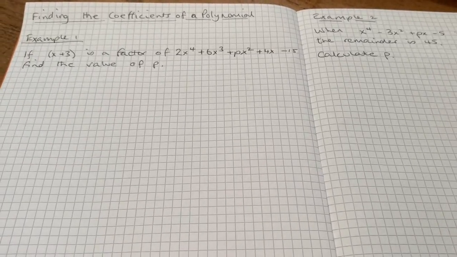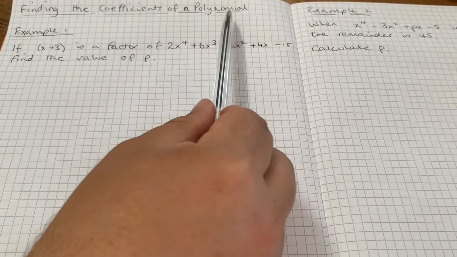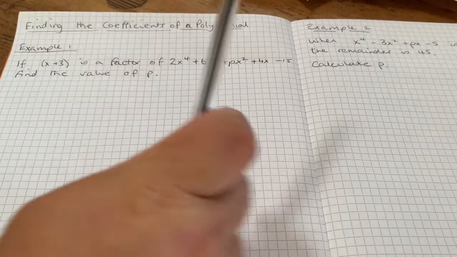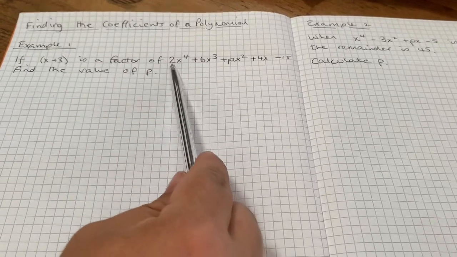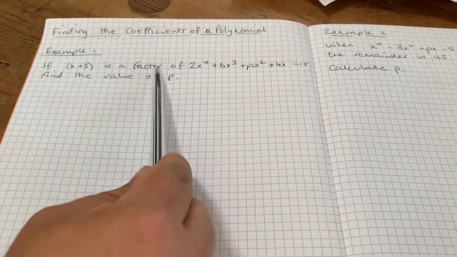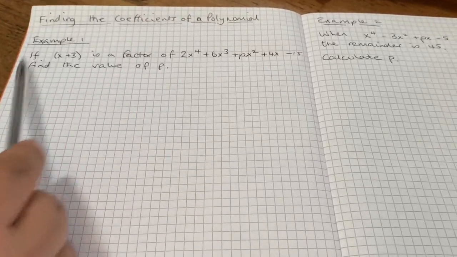Okay, welcome to lesson 3. Today we're going to look at finding the coefficients of a polynomial. It's quite a common exam question where they replace one of the numbers in front of one of the terms with a letter. And you just have to use your knowledge to solve that. So we're going to start off with example number 1.